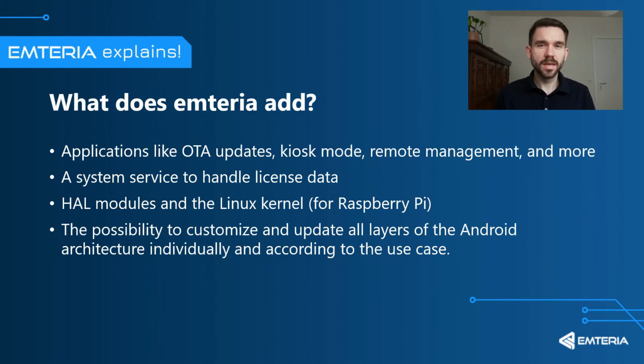At this point, you may ask yourself, what is EMTERIA actually adding to the Android architecture? So, we're adding things on certain levels, starting with applications that we put on top of the application framework. For example, over-the-air update capabilities, remote management capabilities, a kiosk mode, an app auto start, and many more. Besides that, we have an own system service that's handling the license data. Also, we add HAL modules in order to make Android run on certain hardware in the first place. And for the Raspberry Pi, we even built the Linux kernel ourselves.